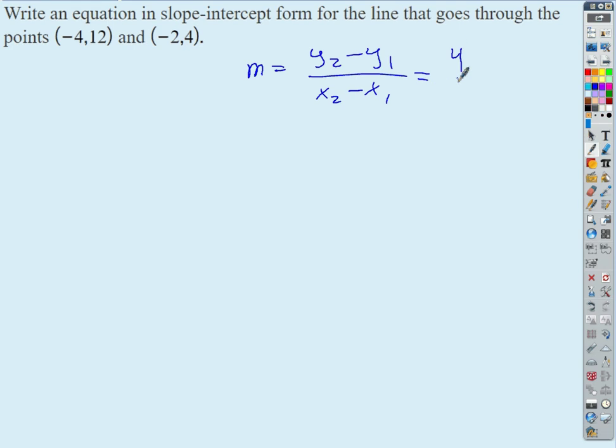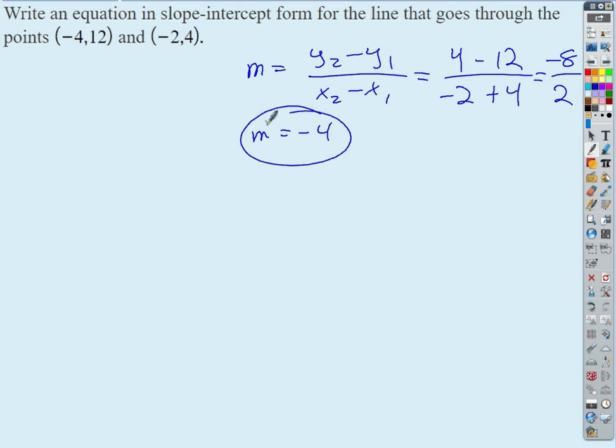4. Okay, good. There's y2 minus y1. So 4 minus 12 over minus negative 4 is plus 4. So that's going to give us negative 8 on top, 2 on the bottom. So what's our slope? Okay, so the slope is negative 4.